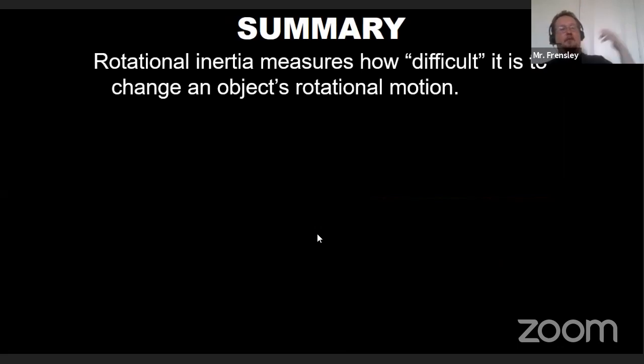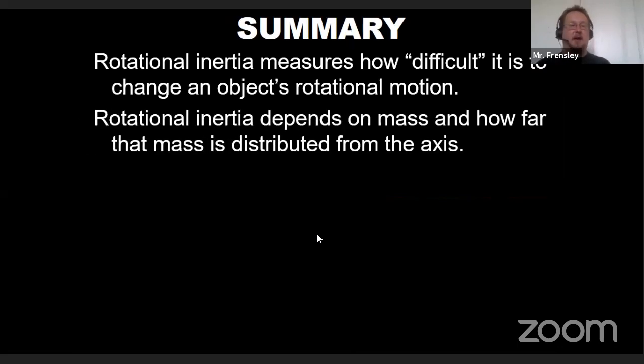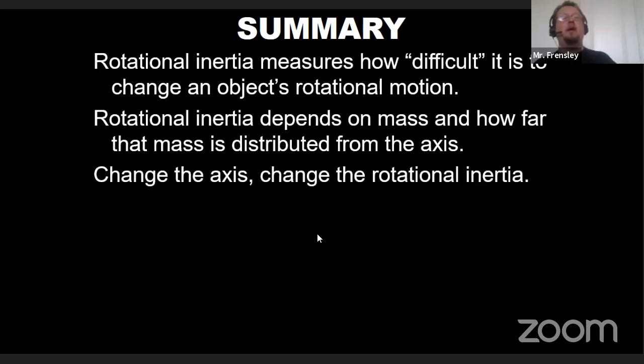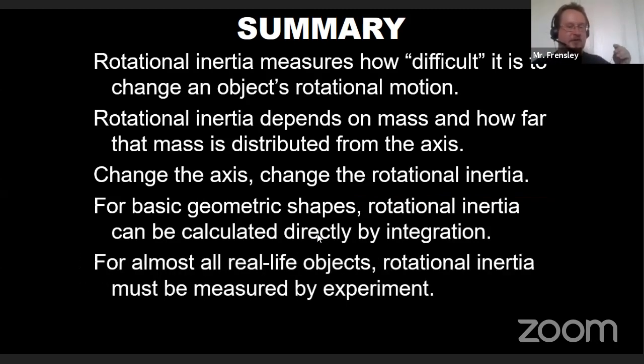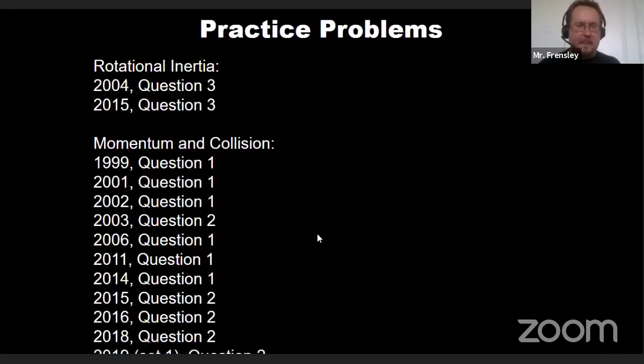Here's the summary. Rotational inertia is how difficult it is to change an object's motion. It depends on the mass and how far it is from the axis. If you change the axis, you change rotational inertia. You can use integration on basic geometric shapes to find rotational inertia for a direct calculation. But for real life objects, you pretty much have to use an experiment to find rotational inertia.